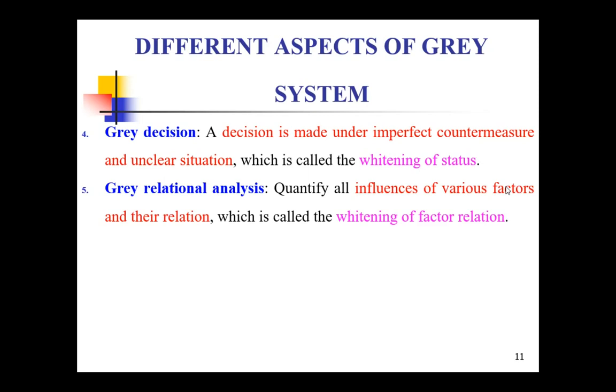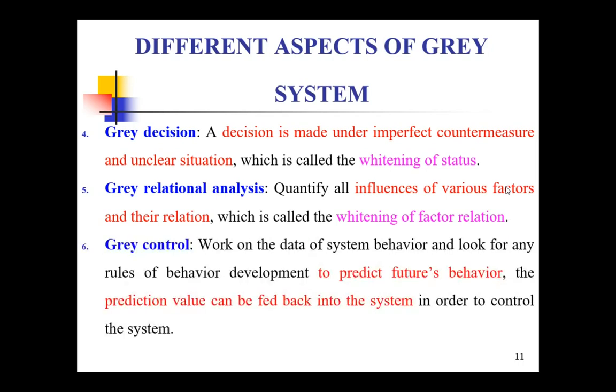So we have to quantify the influence of the selected parameters and also their relations. And this is known as whitening of factor relation. Then we come to the term gray control. So how your system is going to behave, so that we can predict the future behavior, so that this prediction values can be fed into the system, so that we can control the system. So this is like a closed loop system.